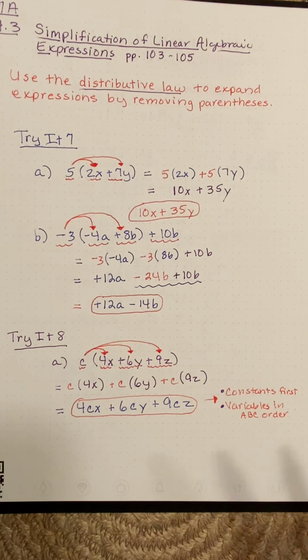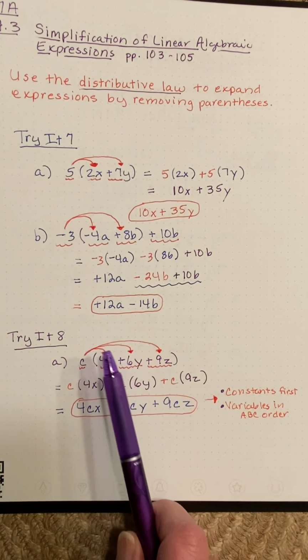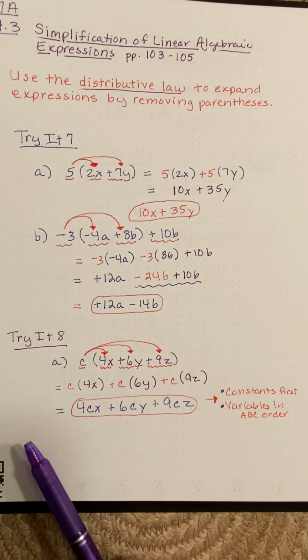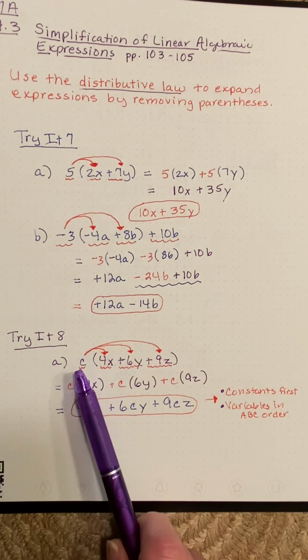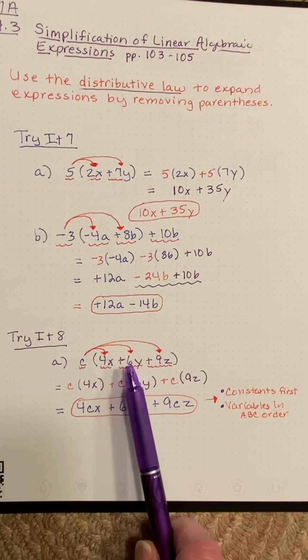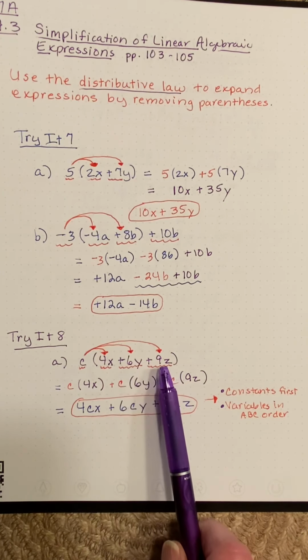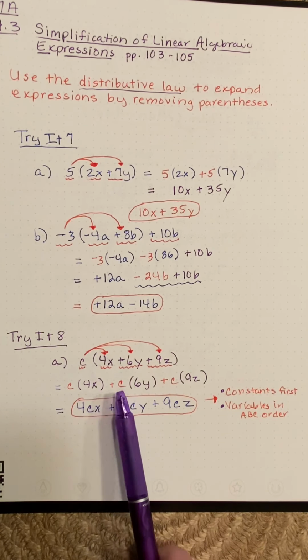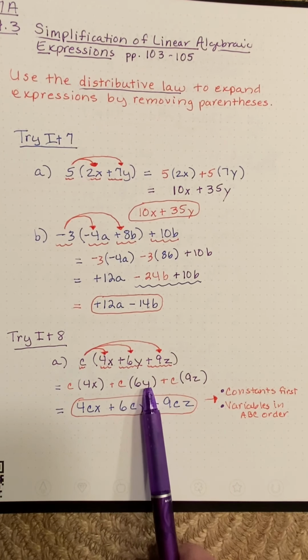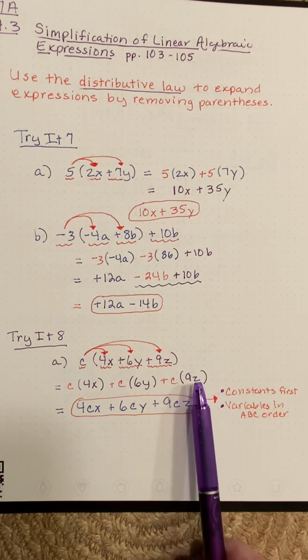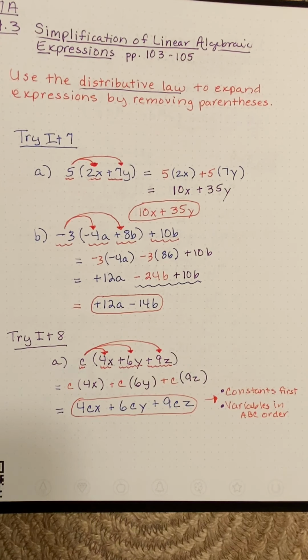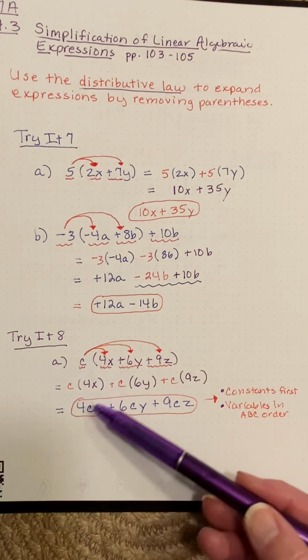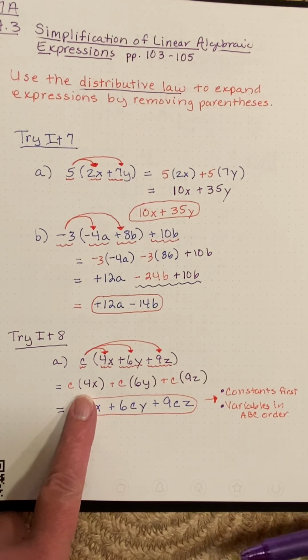Try It 8 actually has us distributing a letter, and this time to 3 values within the parentheses. So I'm going to distribute the positive c to the positive 4x, to the positive 6y, and the positive 9z. So it would be c times the 4x, positive c times 6y, positive c times 9z. At this point, when I start combining these things, this is something to pay attention to.